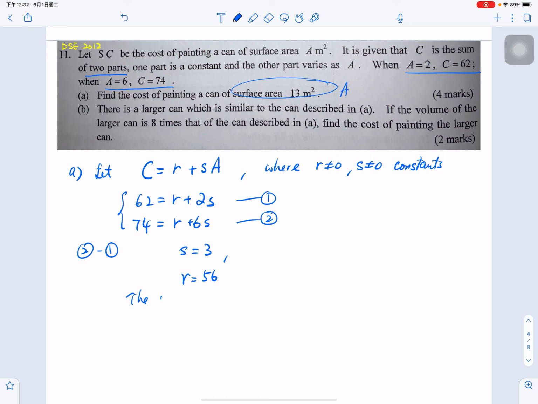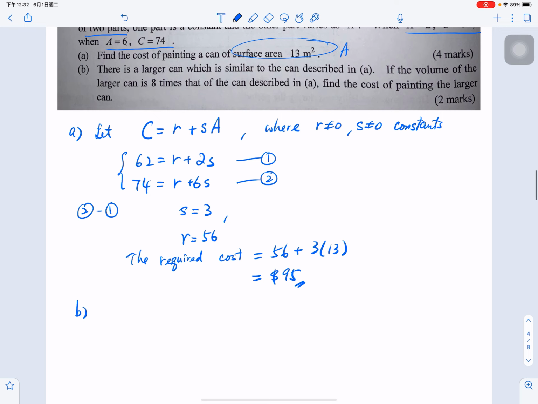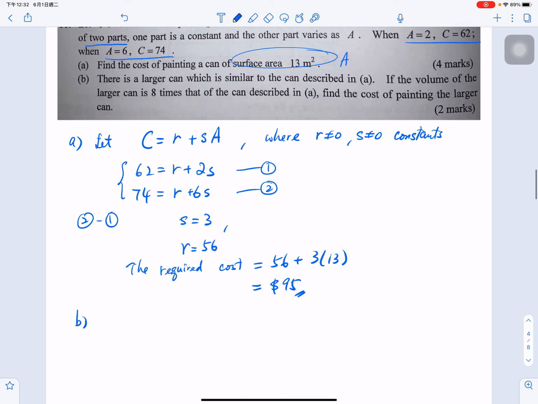56。OK，so required cost A part 要揾嘅 cost 就會點樣計呢？56 plus 3 times OK 13啦，呢個係啱唔啱啊？Yeah，所以計到嘅係 $95。OK，好，其他 B，好 part B 有啲嘢要留意啦。Now here there are larger can which is similar to the can describing A.